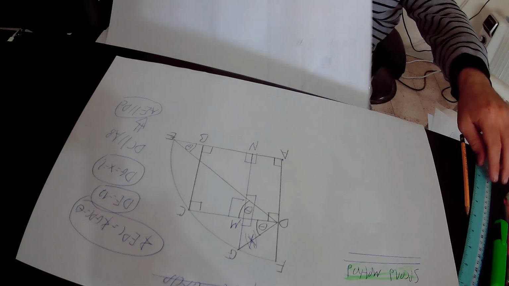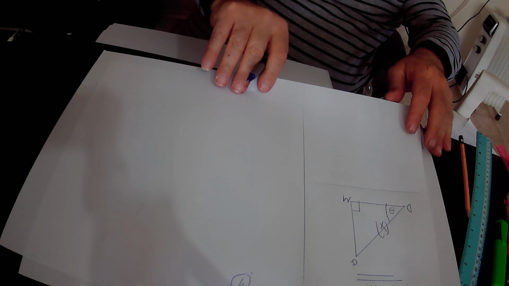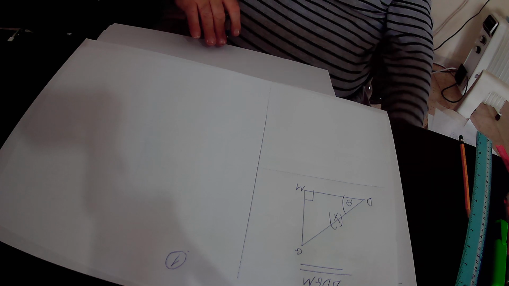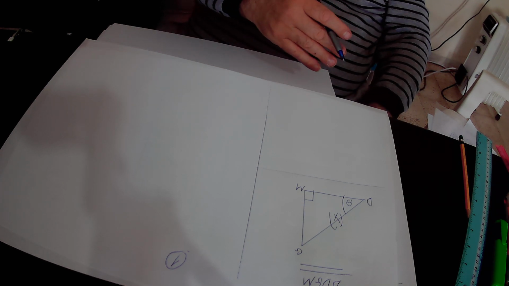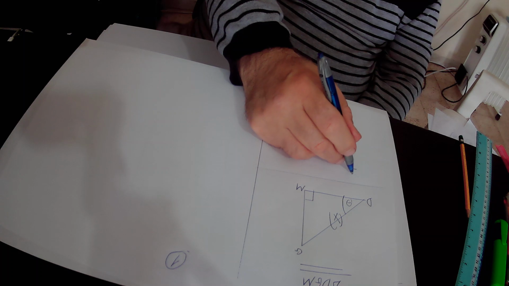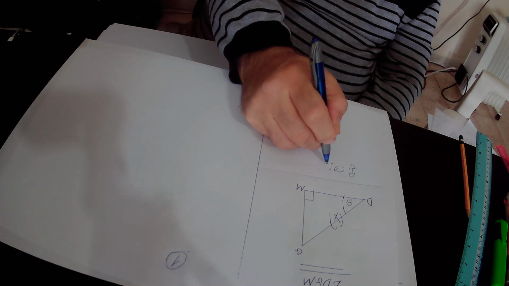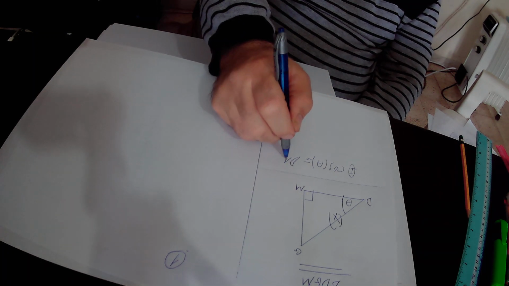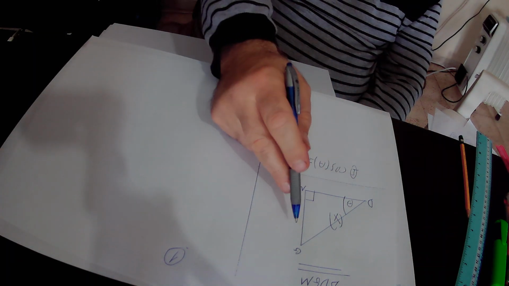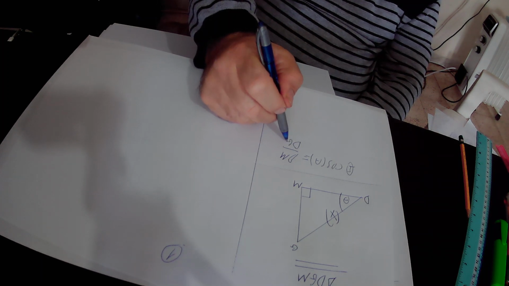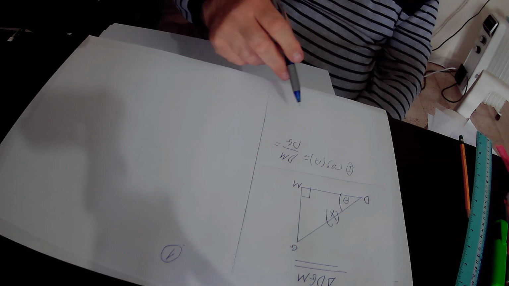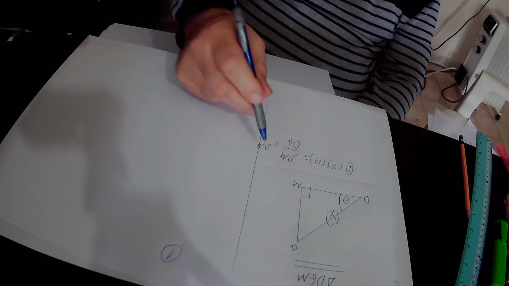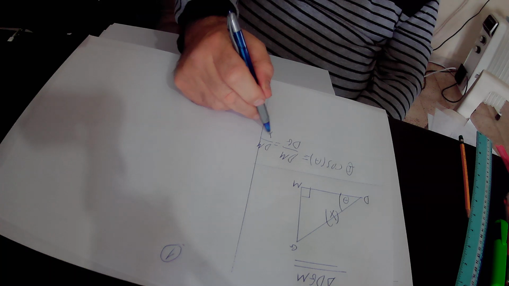So actually, this is the right triangle DGM that I copied from the original drawing. In this triangle DGM, it is very clear to see that cosine theta equals DM over DG. So cosine theta equals DM over DG. DG is x, so it is DM over x.